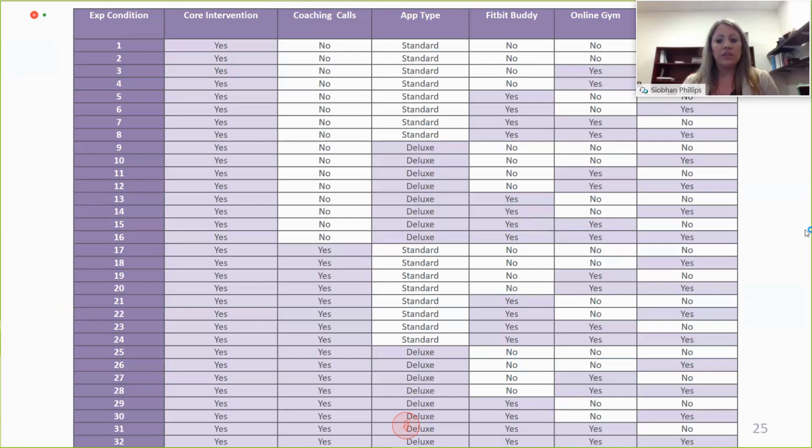And so this is what the 32 condition experiment looks like. I want to emphasize this should not be considered a 32-arm randomized control trial. We're never actually comparing individual conditions. Instead, we're comparing everyone who has a component shaded in purple to everyone who does not have the component shaded. For example, for coaching calls, we're comparing everyone in conditions 1 through 16 to everyone in conditions 17 to 32. This means everyone is used in our analyses, so our sample size is equivalent to what we would need in a traditional RCT.